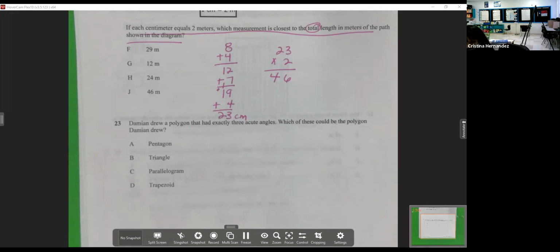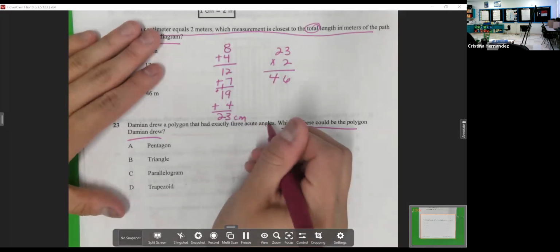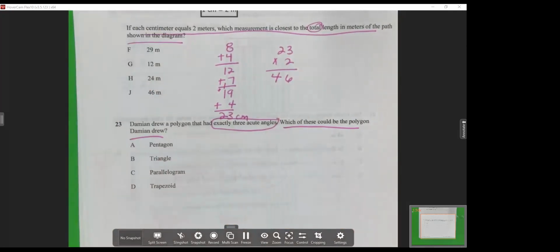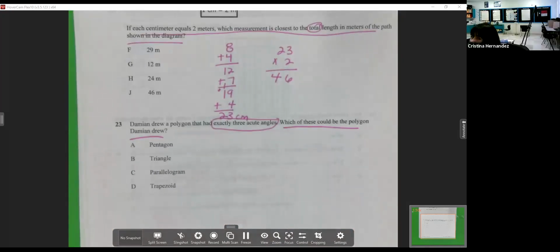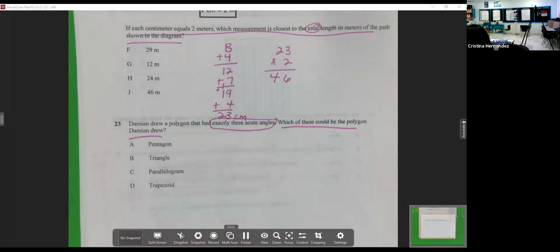Number 23. Damien drew a polygon with exactly 3 acute angles. Which of these could be the polygon Damien drew? Exactly three acute angles. Think about what you know about each one of these shapes and how many sides each one has. Don't yell it out. Think about it. It has to have exactly 3 acute angles. Think about how many sides a triangle has, a parallelogram has, and a trapezoid. You should be able to get the answer.